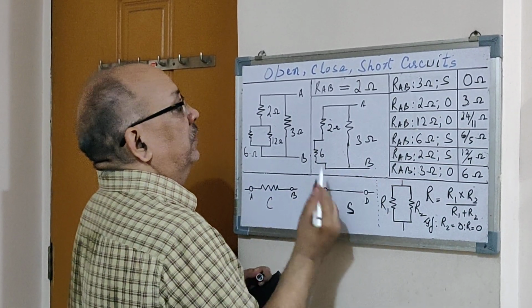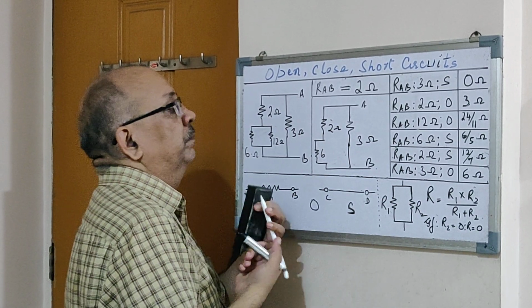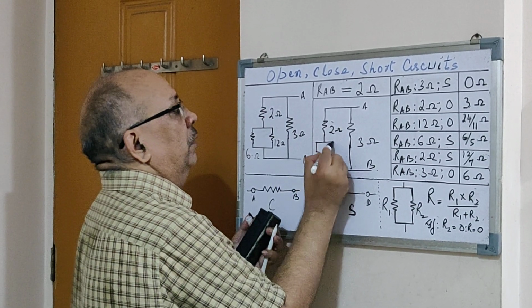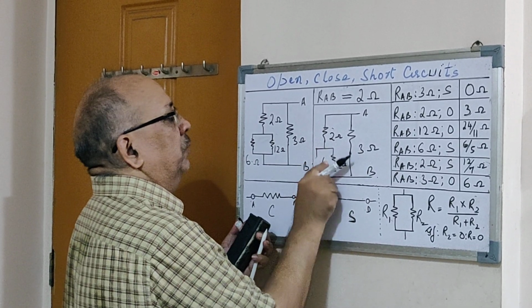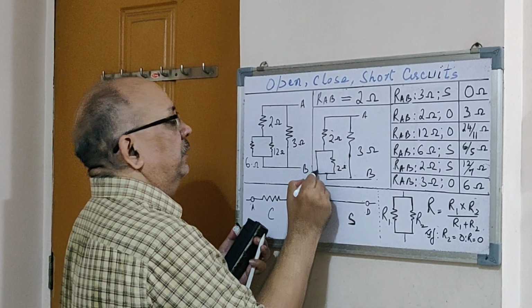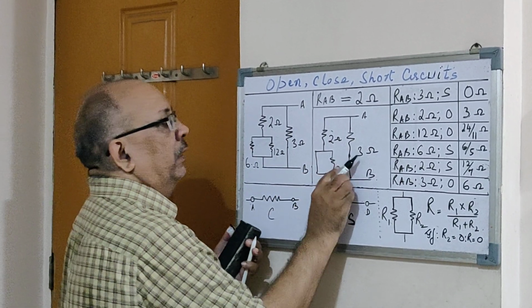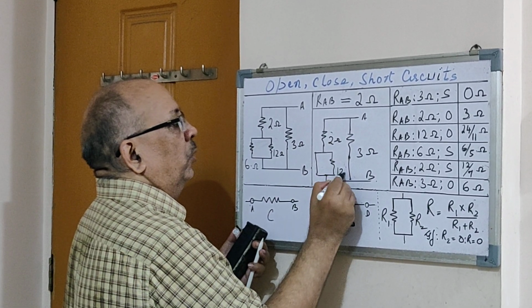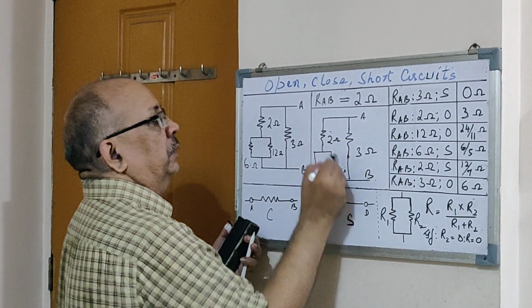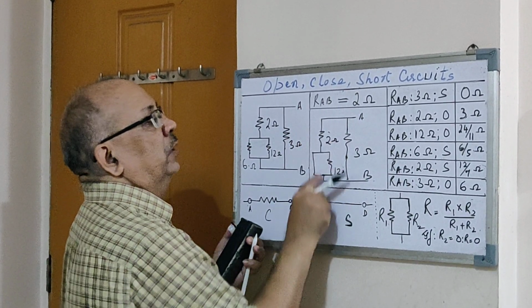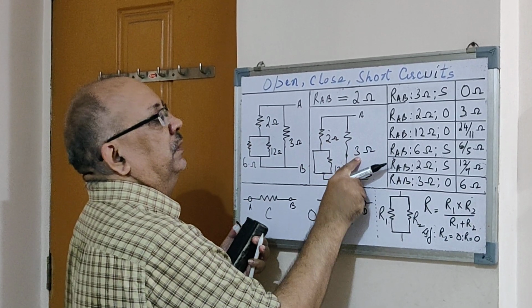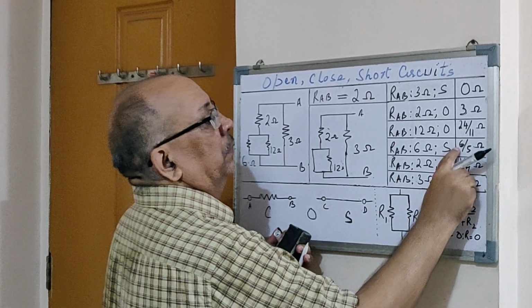Similarly, assume the 6 ohm becomes short, with the 12 ohm there as it is. If this becomes short, the situation is like this. 6 ohm in parallel with 12 ohms will be nothing but 0 ohms. Total effective resistance is 2 plus 0, that is 2. 2 in parallel with 3. Total resistance between A and B is nothing but 6 by 5 ohms.